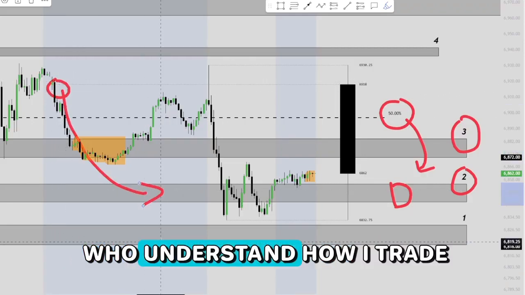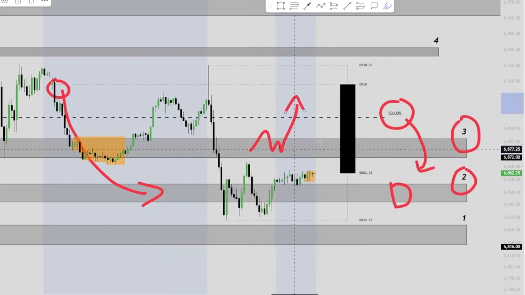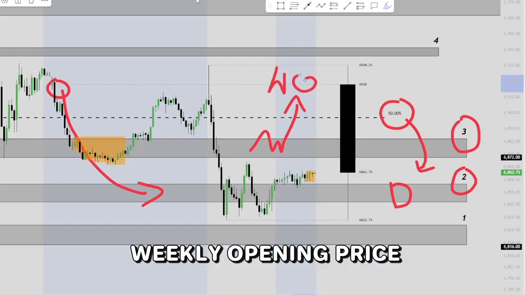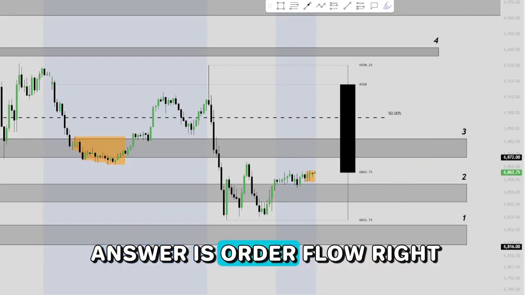For those who understand how I trade, I look for longs in the discount, and I look for longs below this weekly opening price. So what made me go for shorts, right? The simple answer is order flow.